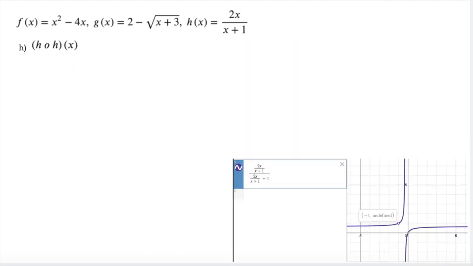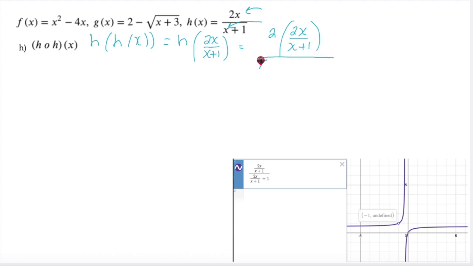Look at slide 7. Here we want what is h of x. So I want to know what is h of 2x over x plus 1. So wherever I see x here, we're going to replace it with 2x over x plus 1, which seems kind of complicated. We will have 2 times 2x over x plus 1 over 2x over x plus 1 plus 1.